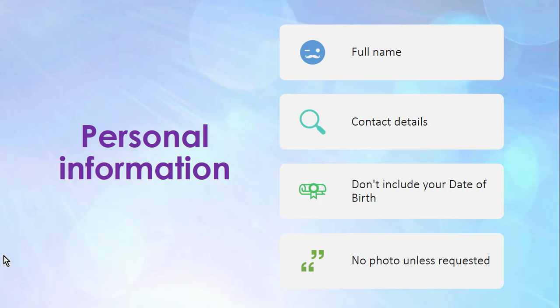So to start off, personal information. Include your full name on your CV and include your contact details, so your phone number and your full address so that your employer can easily get in touch with you. Don't include your date of birth and also don't include a photo unless this is requested.